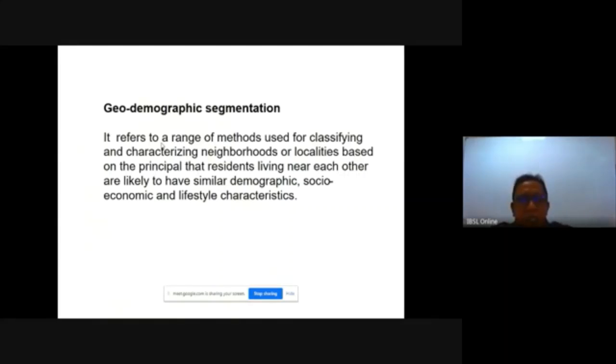Geodemographic, as I said, refers to a range of methods used for classifying and characterizing neighborhoods or localities, based on the principle that residents living near each other are likely to have similar demographic, socio-economic, and lifestyle characteristics. Example, say Colombo Havelock City. The residents are likely to be at the same levels, maybe professionals or top-level businessmen, who can afford that kind of housing apartment.